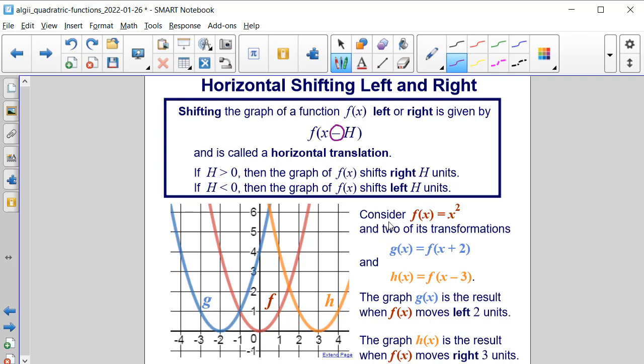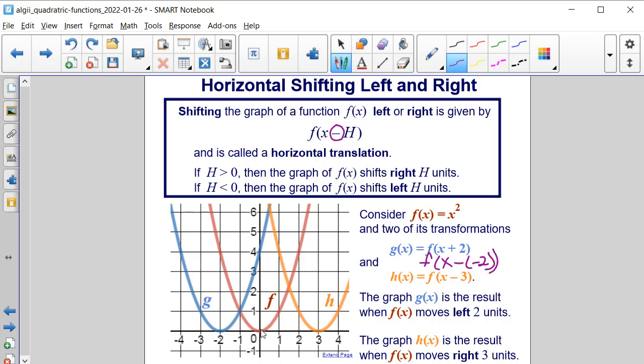So let's actually consider some transformations that we have here. And I'm going to come back to this minus symbol in here and how it relates to the movement of the graphs as we examine them. First, we have f of x being equal to x squared, the main parabola that we have. And we have two of its transformations. G of x is equal to f of, and then in parentheses, x plus 2. That's equivalent to f of x minus negative 2.